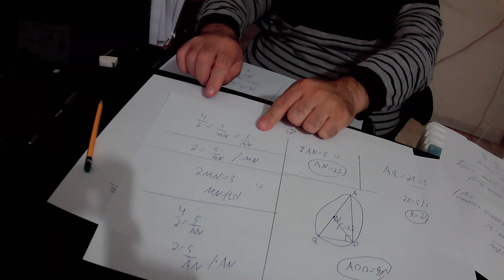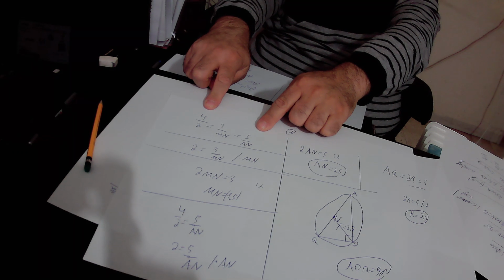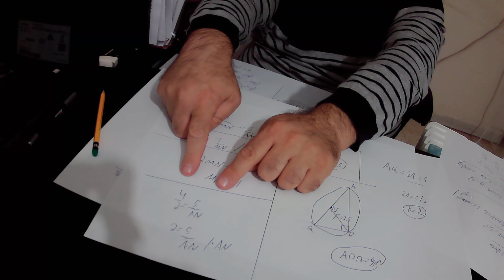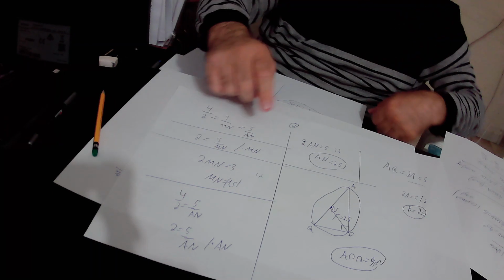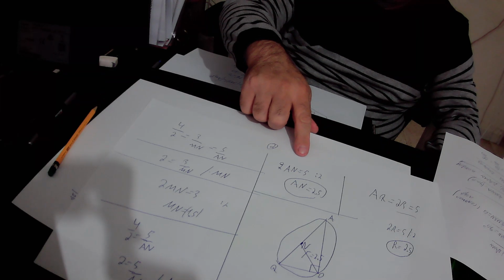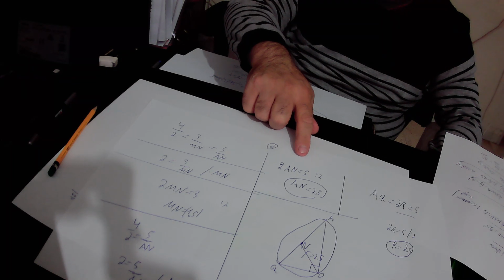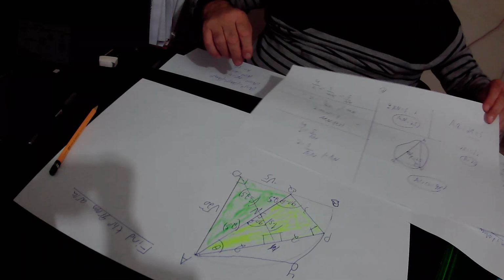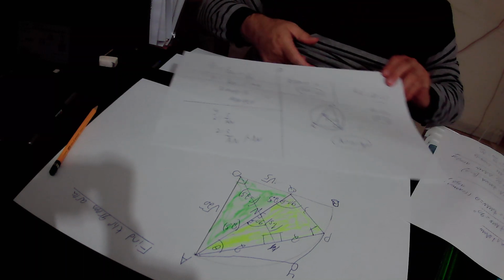From this equation, we conclude that 4 over 2 equals 5 over AN. 4 over 2 is 2, so 2 equals 5 over AN. We multiply this equation by AN and find that 2 times AN equals 5. We divide this equation by 2 and finally find that AN equals 5 over 2, that is 2.5. So here AN equals 2.5 and MN equals 1.5.